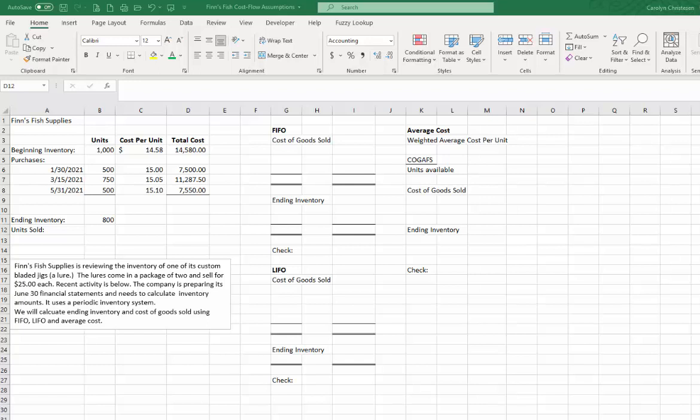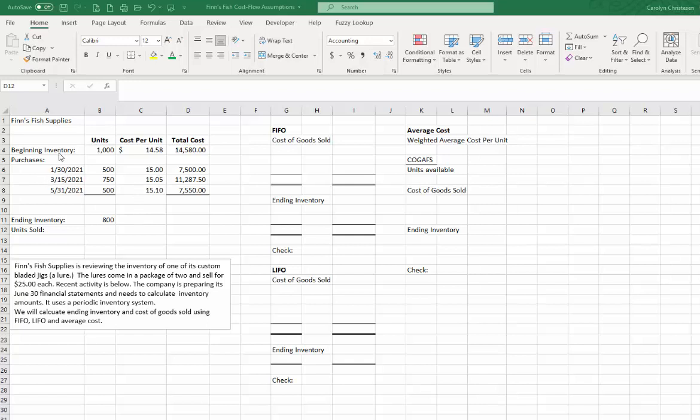Today we're going to take a look at the three different cost flow assumptions that we use to account for inventory: FIFO, LIFO, and average cost. On your screen you'll see a typical problem that you'll encounter in an accounting class. We have Finn's Fish Supplies. He's taking a look at his inventory for one of his custom jigs, which is a lure, and the lure sells for $25. And then up here is the activity for this period of time.